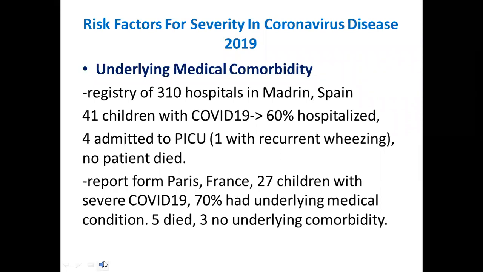A recent report also from Paris, France, of 27 patients with severe COVID-19, 70% had an underlying medical condition. 5 of these children died, but of these 5, 3 had no underlying comorbidity. So it is suggesting that comorbidities may be a risk factor for severe disease and fatality, but other mechanisms may also be implicated in the severity of the disease. So comorbidity is not the only risk factor for progression of the disease and development of complications.